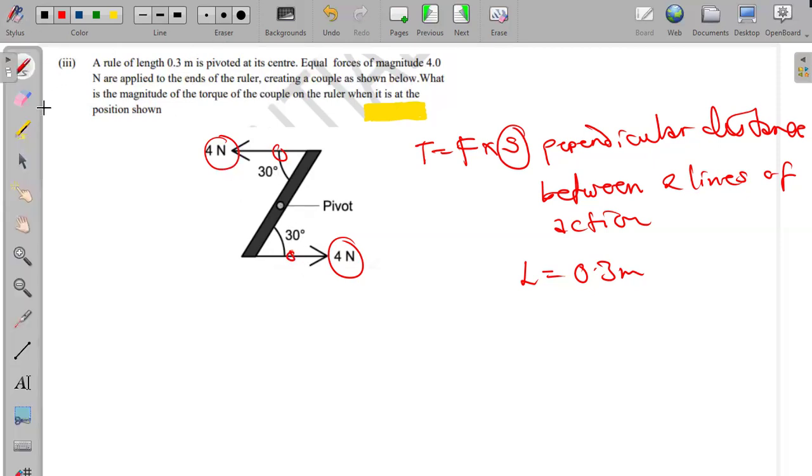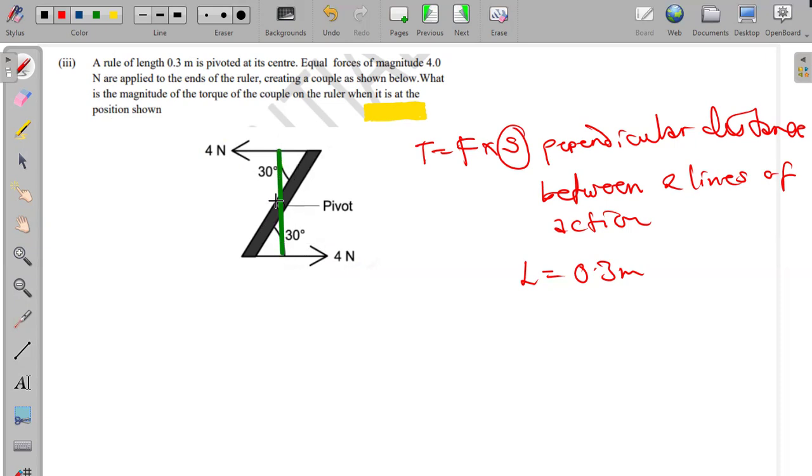So I'll just draw a simple diagram just to illustrate the line of action. From there up to that particular point, passing through the center, that is the perpendicular distance. So how are we going to calculate this perpendicular distance? This is very simple because we've already been given the angles at which the two forces are acting. From the ruler, we have 30 degrees between this force and the ruler. On this side, we also have 30 degrees.